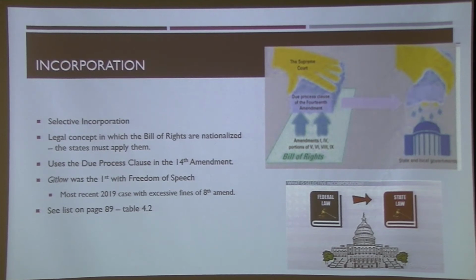Once again, with Selective Incorporation, this is where it expanded, and the idea using the 14th Amendment. Boy, I've said that a lot of times. But the 14th Amendment and the Due Process Clause made it where the Bill of Rights was not just national. The states had to apply it. The Gitlow case was the very first one with freedom of speech, and our most recent one was in 2019, dealing with excessive fines of the 8th Amendment.